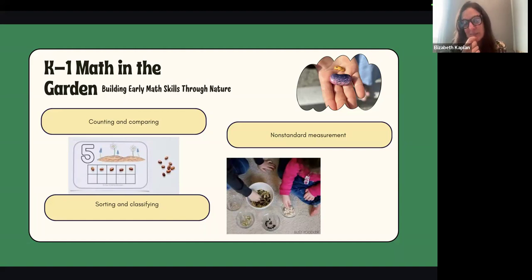Non-standard measurement, and I'm going through each grade level quickly here, but at the end I have links to lessons for each of these concepts. Non-standard measurement, you can compare plant sizes, bigger than, smaller than. Same thing here, we're comparing the sizes of beans.